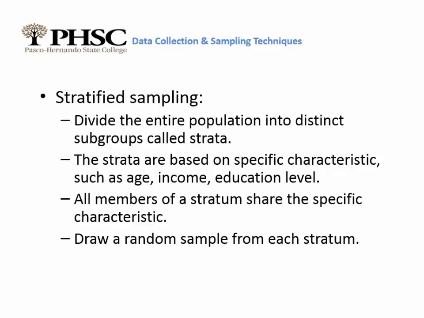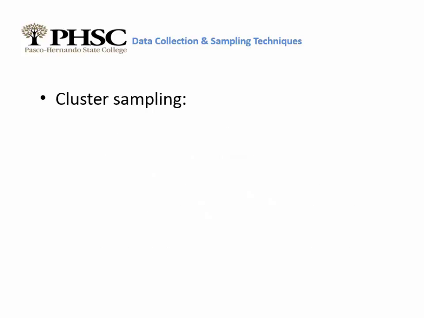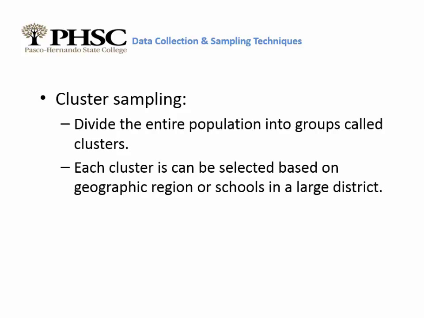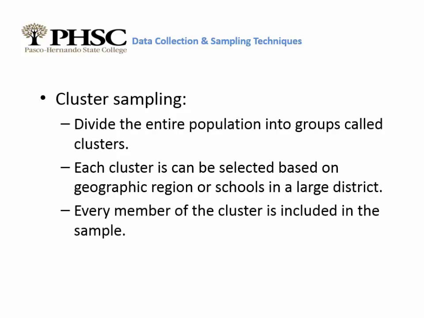So you have to be careful because a lot of students get confused between stratified and cluster. So all members have the specific characteristics, and then we draw a random sample from each one of those strata. Now, cluster sampling is we divide the population into groups called clusters. Each cluster can be selected based on either geographic region or a school in a large district. And then every member of the cluster is included in the sample. So stratified, we take a random sample from the stratum, and cluster, when we break them up into clusters, we sample every single member of that particular cluster.